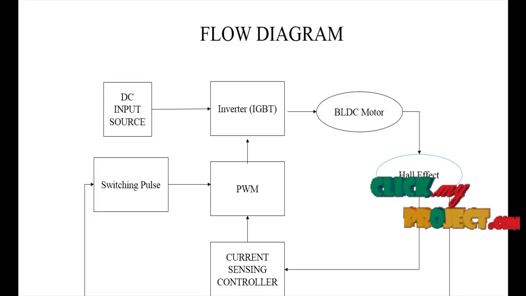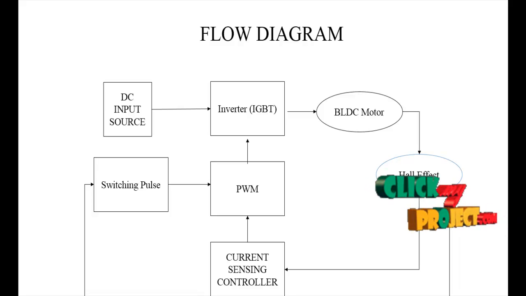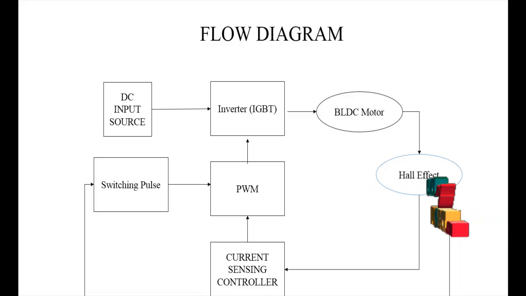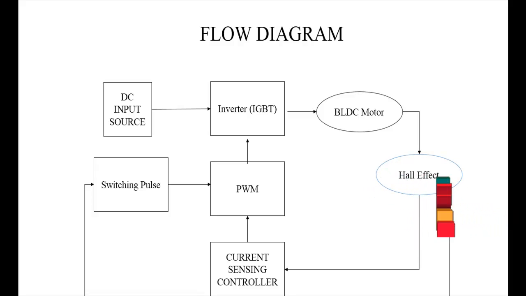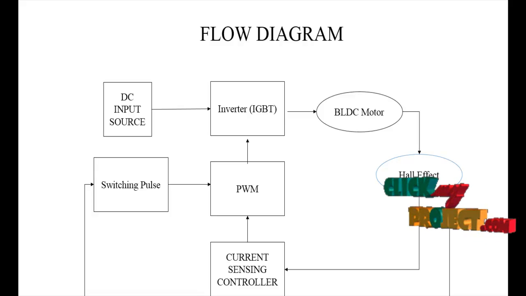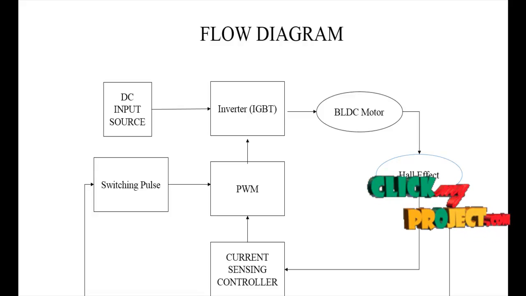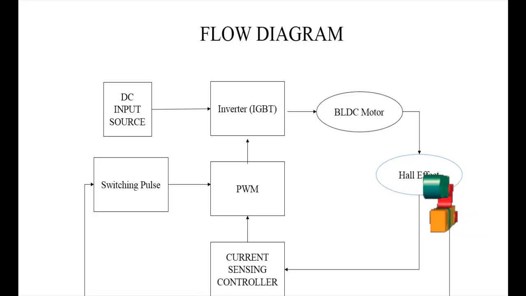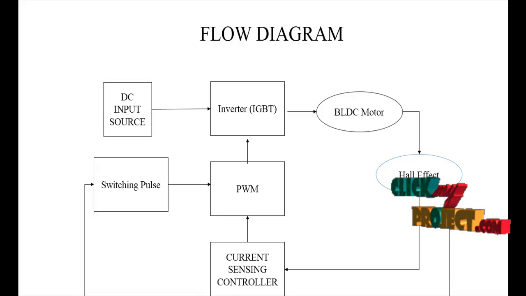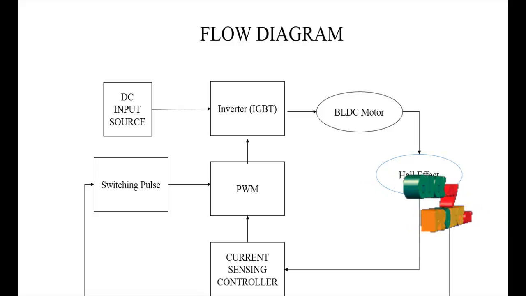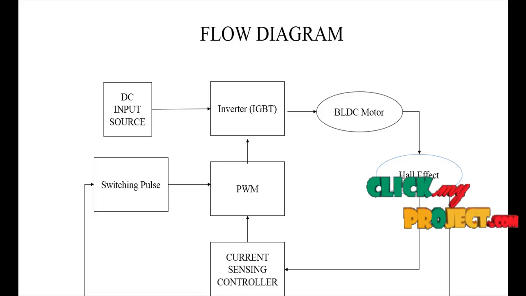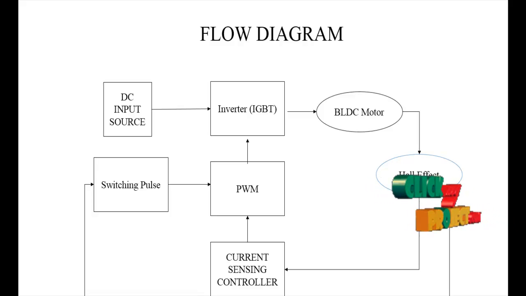The overall combination goes through the current sensing controller. The current sensing controller is one of the important methods. The current sensing controller is controlled using the PWM pulse. The PWM pulse senses the duty cycle. So it is one of the important parts of the inverter switches. Then it goes to the BLDC motor. The BLDC motor calculates the speed, rotor magnetic and electric magnetic quantities.